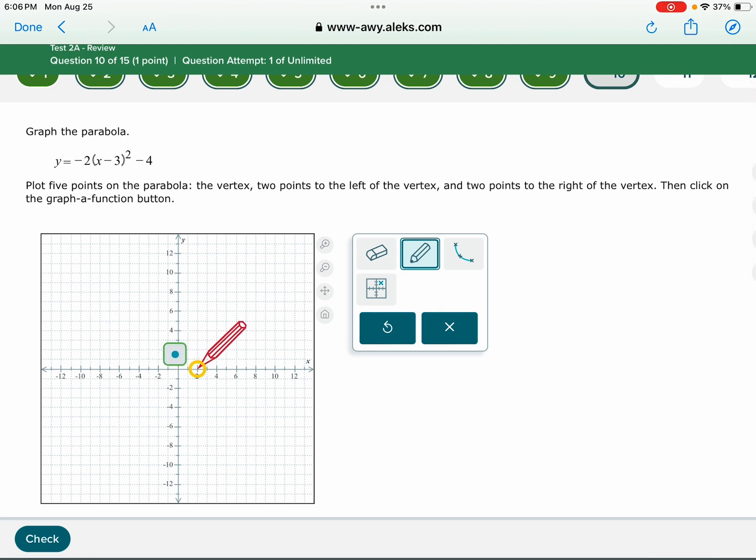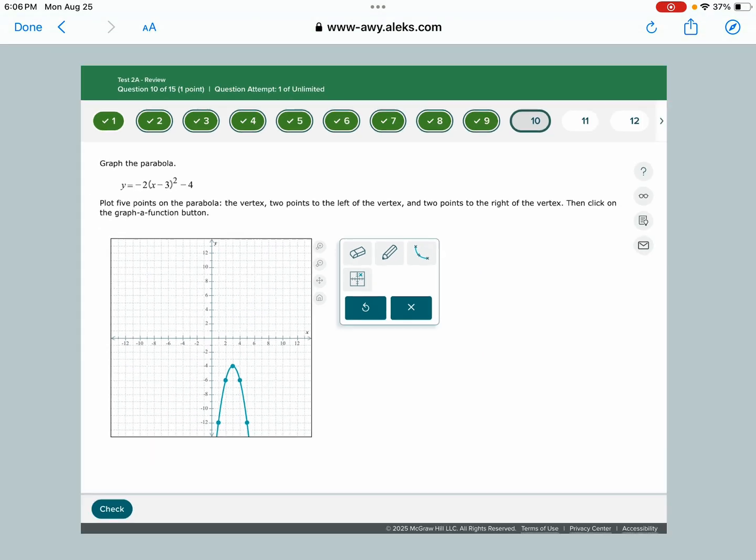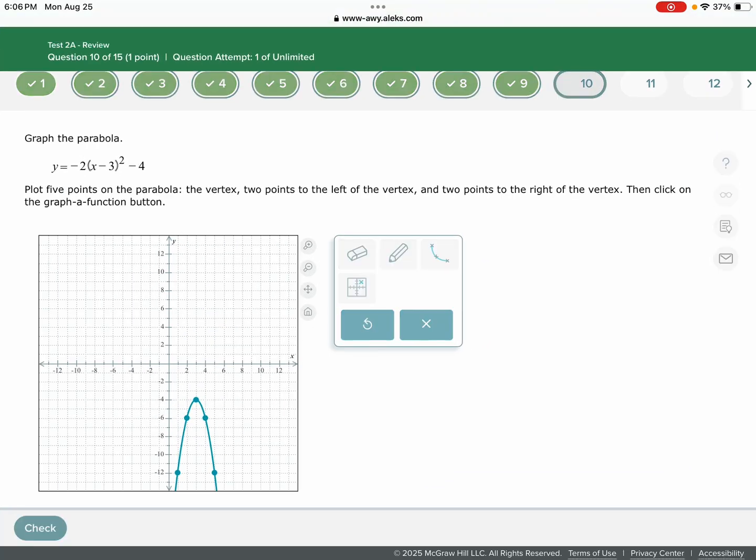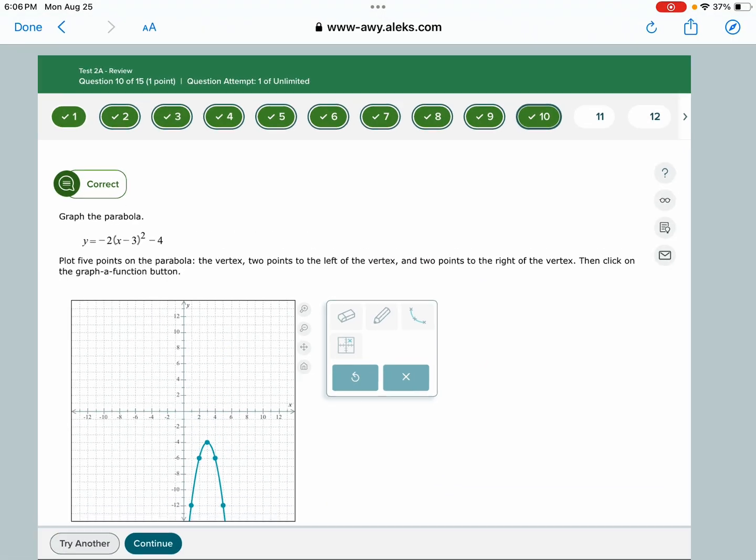Okay, so we have this right here. I said that we're going to move to the right 3 and down 4. I'm going to put a point there. I'm going to go over 1 and down 2. And then I'm going to go over 1 and down 6. So that should put me at negative 12. Put a line through it. Let's go ahead and check it. Alright, and we're good.